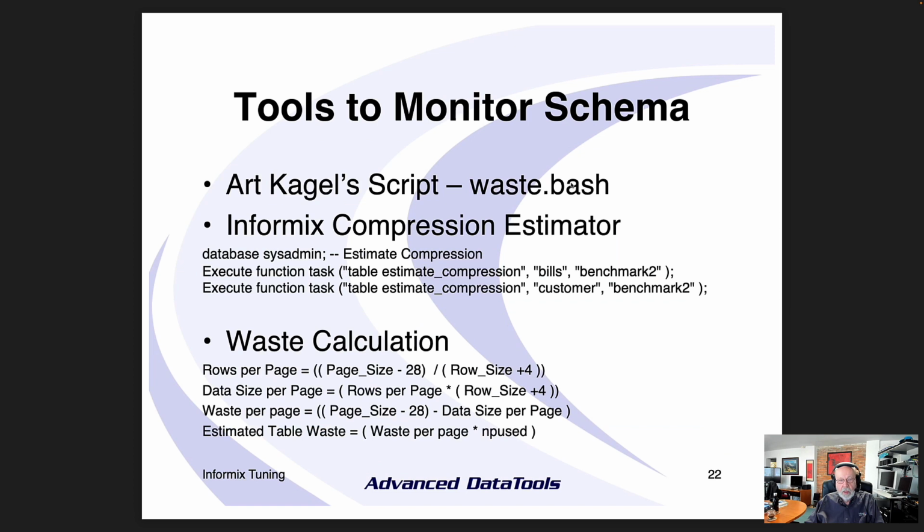Now, a couple of tools for monitoring schema size. Art has a great script called waste.sh you can use. You can also use the Informix Compression estimator. Compressing, and in 14, compression is now included with the product. One of the best reasons to upgrade to 14. Compression will also reduce the size and how many rows can fit on a page. So this is a great use for big tables.